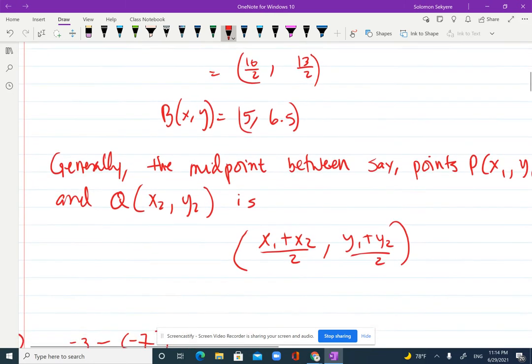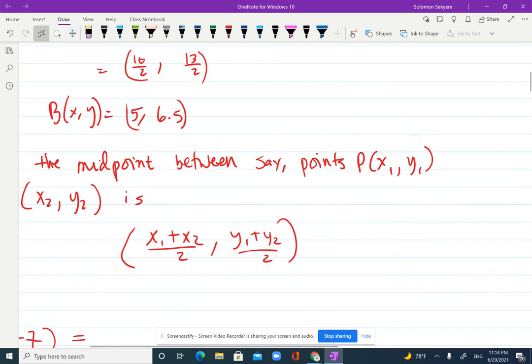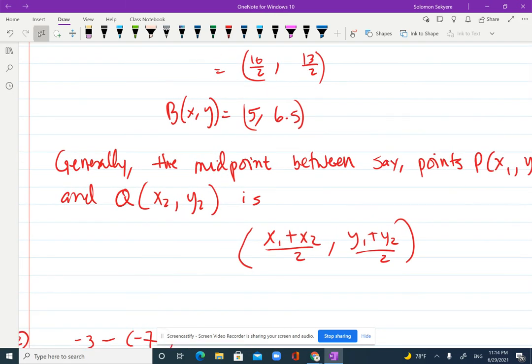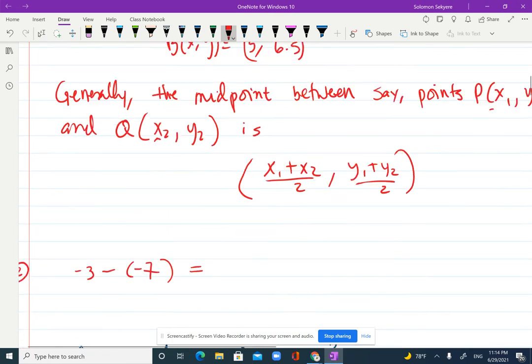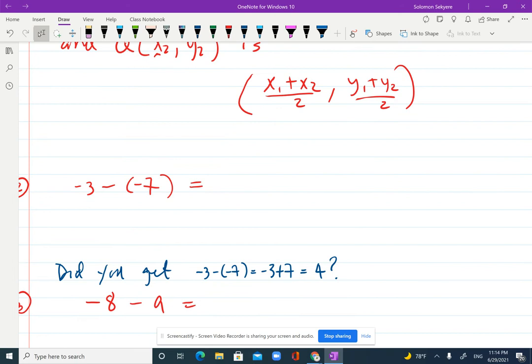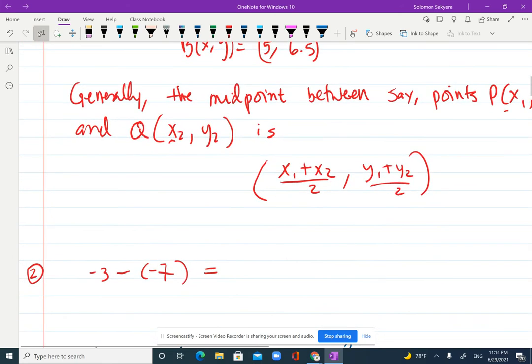So generally, if you have the point P, Q, and these are the coordinates, if you want the midpoint, you add the x coordinates, divide by 2. You add the y coordinates, divide by 2. Simple. All right. So here, a couple of exercises.